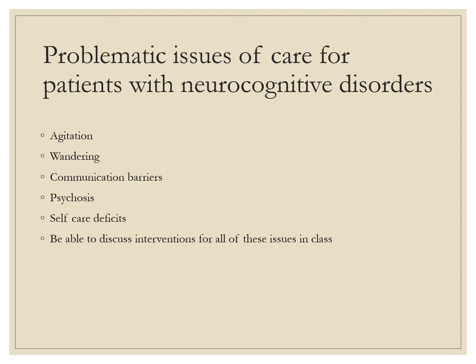And this is a list of the problematic issues for care. Agitation can happen in the late stages, wandering behaviors, being unable to communicate or unable to understand, psychotic symptoms, self-care deficits. And so we need to have interventions for all of these different problematic issues.